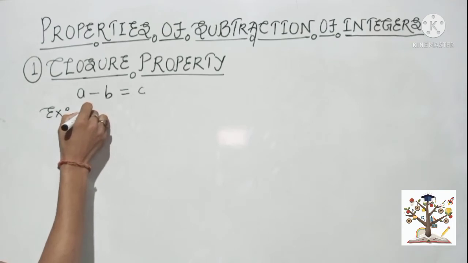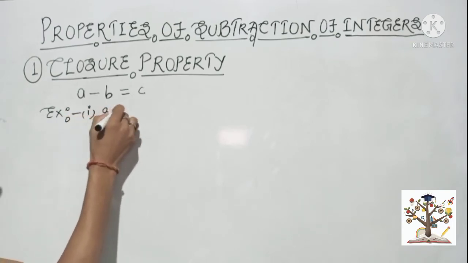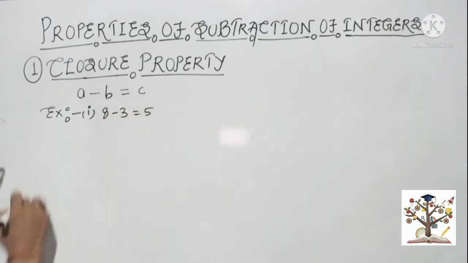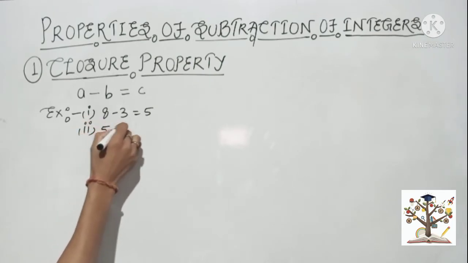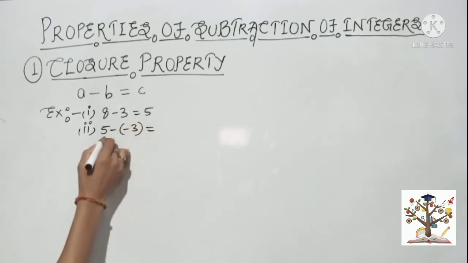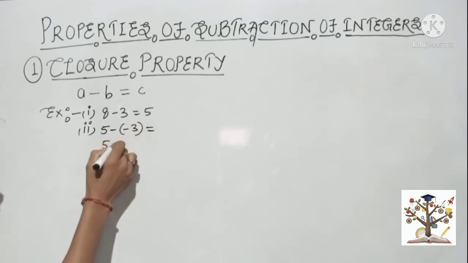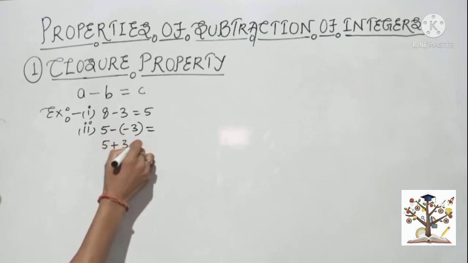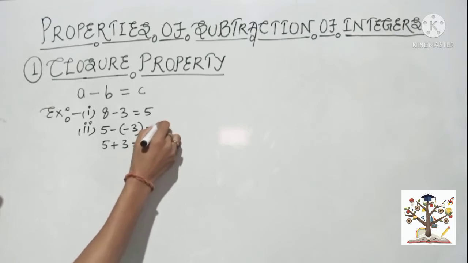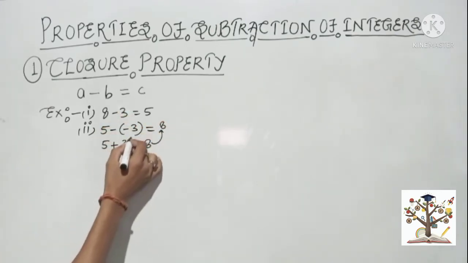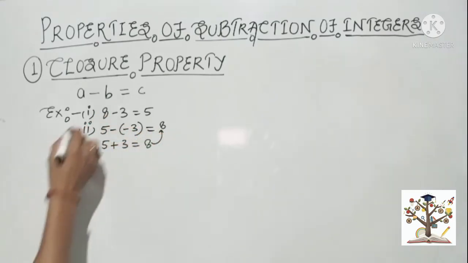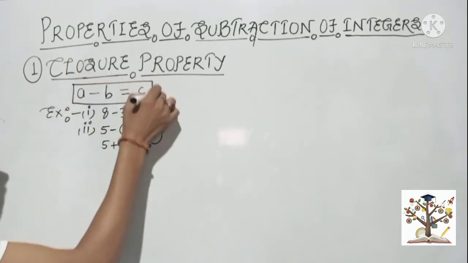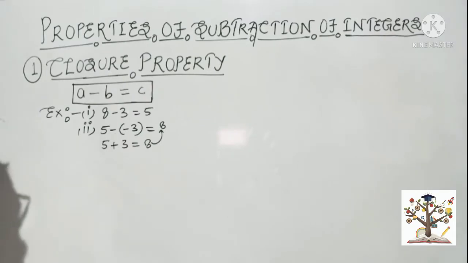First example: suppose I'm subtracting 8 minus 3, I'll get a new integer, that is 5. Second example: if I'm subtracting 5 minus (-3), what will I get? In the next step, this minus and this minus will become plus, so it becomes 5 plus 3, and I'll get 8. So in every example, I am subtracting one integer from another and I am getting a new integer. That is called the closure property: whenever an integer is subtracted from an integer, always a new integer is formed. Got it?